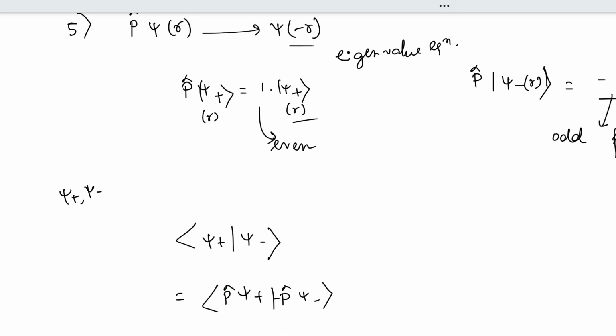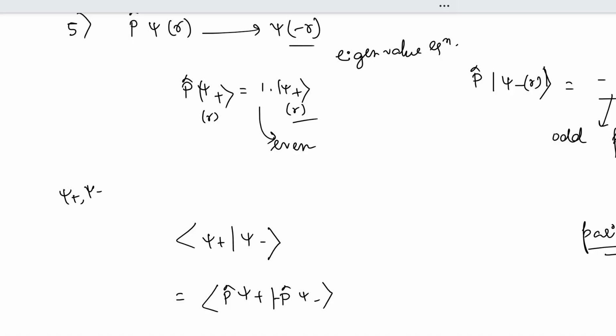So this is psi plus, then P when it comes to this side, taking the minus sign outside, becomes P dagger, P psi minus. Now this is the property of parity operators, that P squared is I and P dagger is equal to P. So in that case P dagger P is equal to P into P is equal to P squared is equal to I.